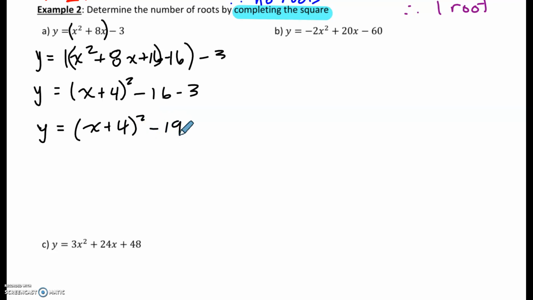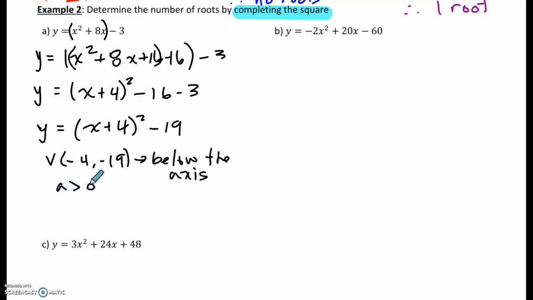Okay, so we changed standard form to vertex form, and what we're going to do now is state the vertex. So I can see that the vertex is negative 4, negative 19, and I'm going to think about where that is. Is that above the x-axis or below the x-axis? So that vertex would be below the x-axis. The next thing I'm going to look at is which way the parabola is opening. I can see that the a value is positive, it's greater than 0. So that means that the parabola opens up.